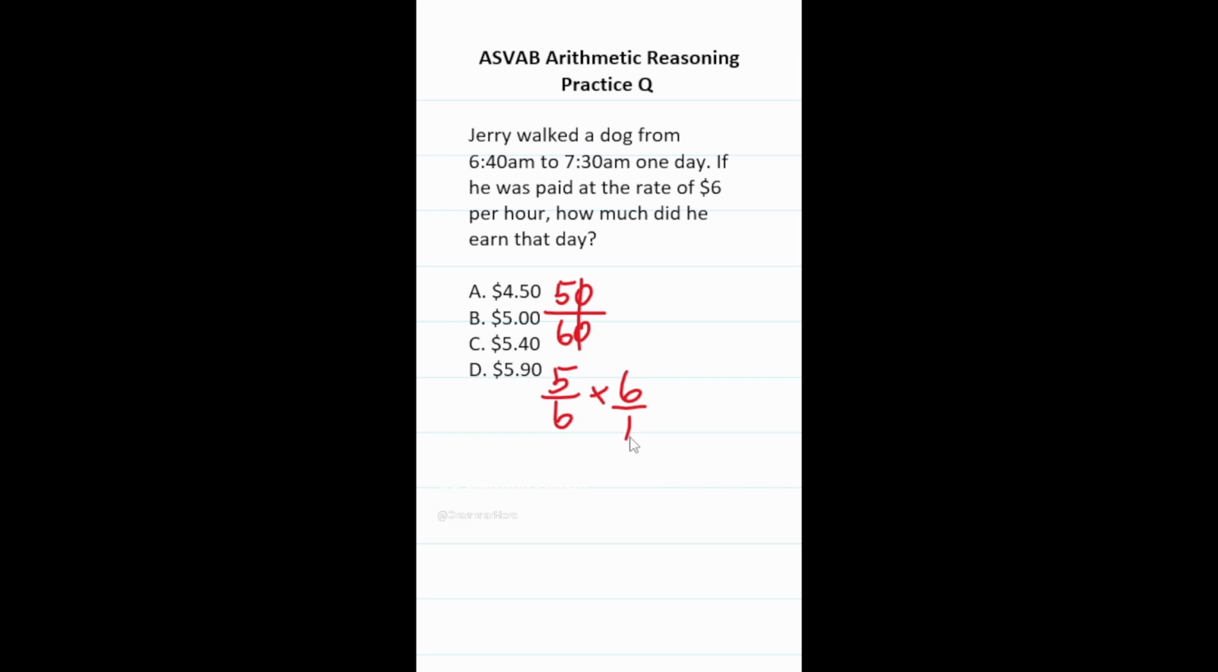Place 6 over 1 to make it a fraction. Cross out these corresponding sixes. Again, 6 goes into 6 one time, 6 goes into 6 one time. This is 5 over 1, or just 5, times 1 over 1, which is just 1. So in other words, he made 5 times 1, or B, $5 to walk the dog that day.